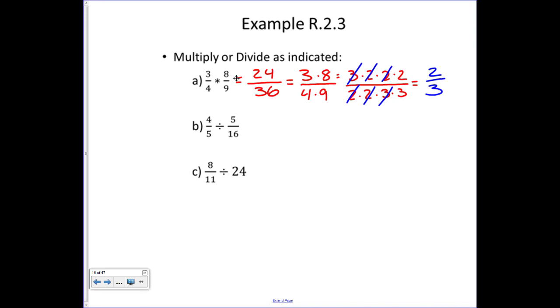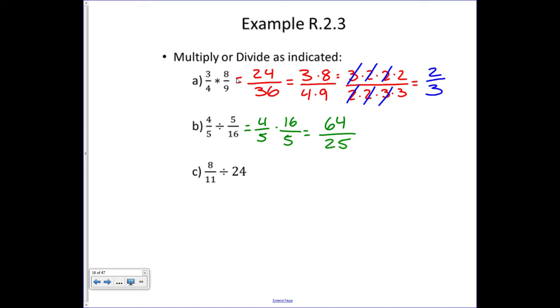We want to do something similar here for the second one, except now that we're dividing. So we're going to keep that first fraction, change the sign in the middle to multiplication, and then flip the second fraction. And now if we multiply straight across, we get 4 times 16, which is 64. And 5 times 5 is 25.